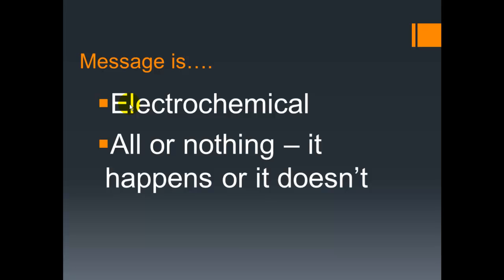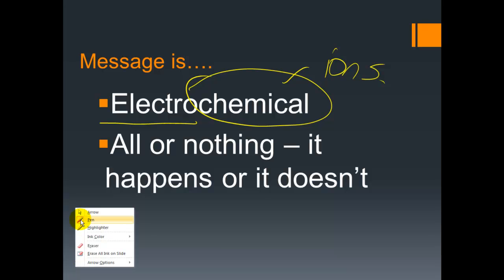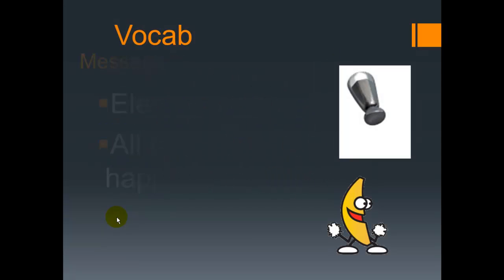The message is going to be an electrical chemical message, not like electricity in a wire where electrons get excited, but we are going to have a charge, but it's going to be generated by ions, so particles that have a charge, and in this case it's going to be sodium Na+ and potassium K+. It's going to be all or nothing, meaning it either happens or it doesn't. There's no in between in a nerve impulse. A nerve will either carry the message or it won't.